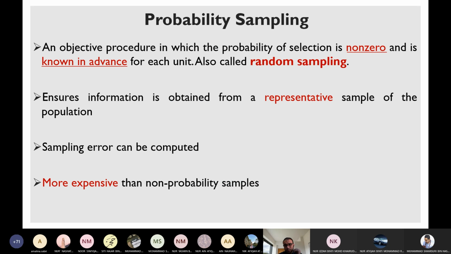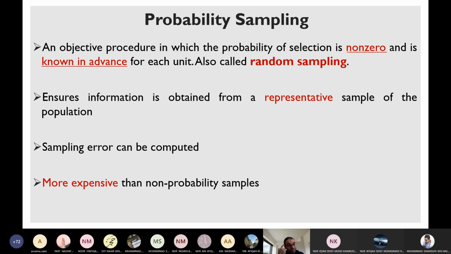So what do we mean by probability sampling? Probability sampling, in brief, is when each and every unit in the sampling frame has at least the same chance to be included. So the probability of selection of each and every unit is non-zero. It has a chance. And that's what we sometimes call random sampling.